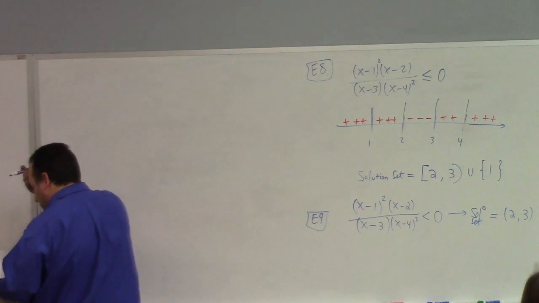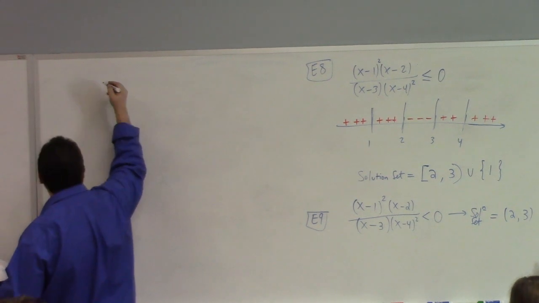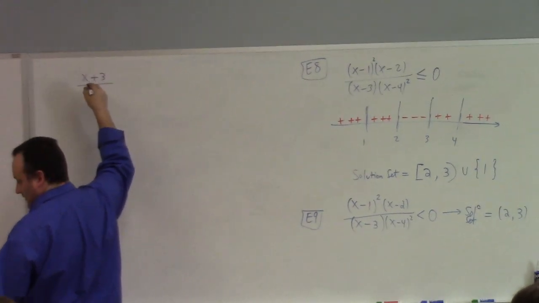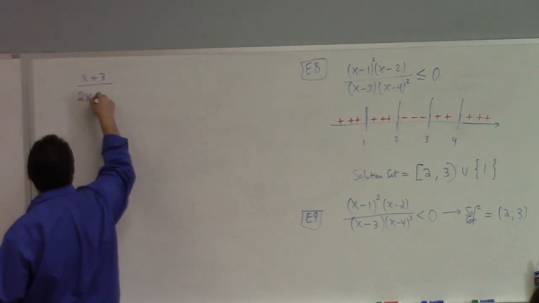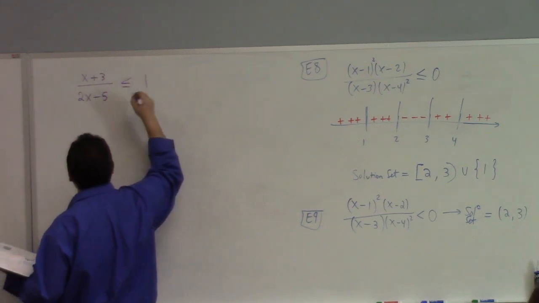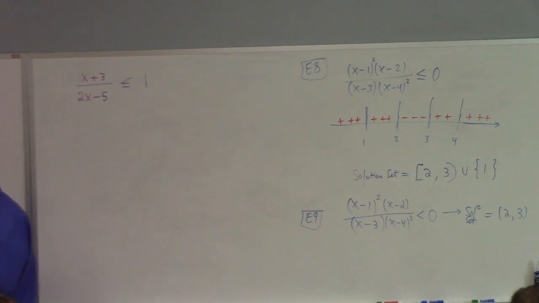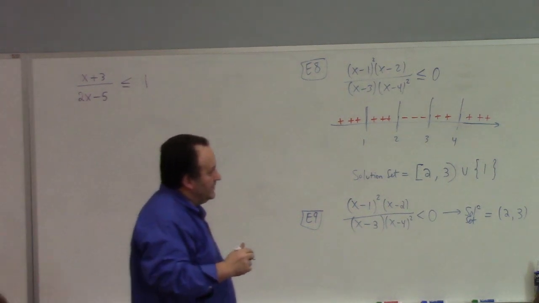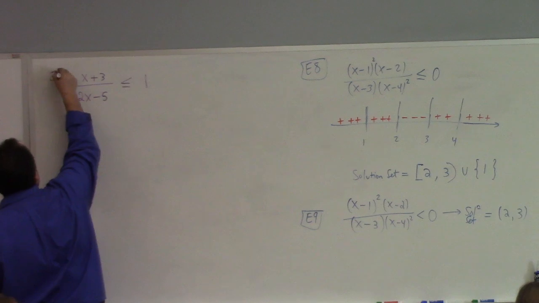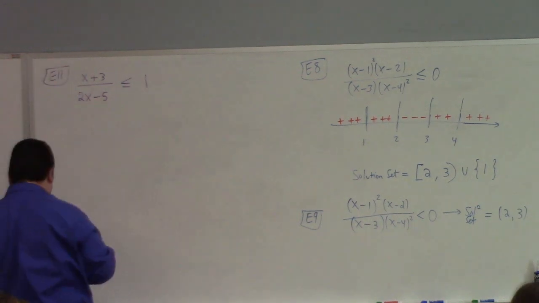Suppose we're up against x plus 3 over 2x minus 5 less than or equal to 1. So this is number 79 in section 1.7. All right. So this is example 11. How do we solve this?